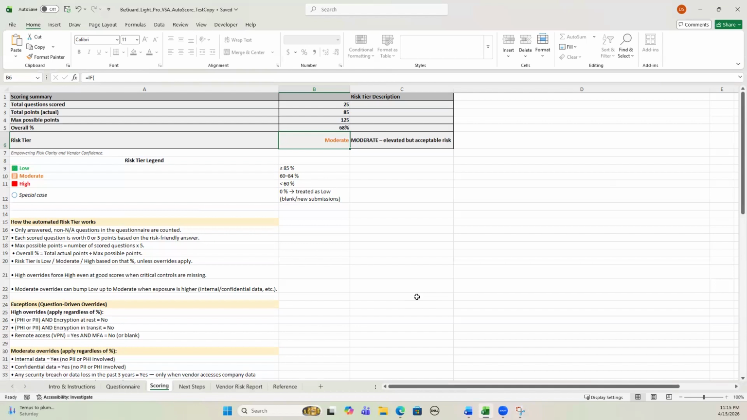Do you approve this vendor? Do you require remediation first? Do you approve with conditions? Do you walk away? And more importantly, can you explain the decision you made to your leadership, your auditor, your clients, if they ask? This is the part where most small businesses and MSPs are completely on their own.